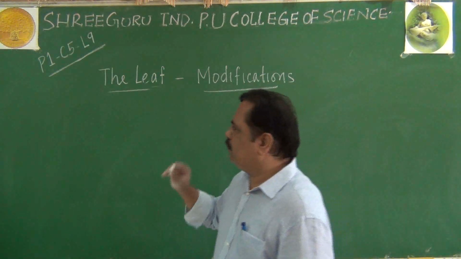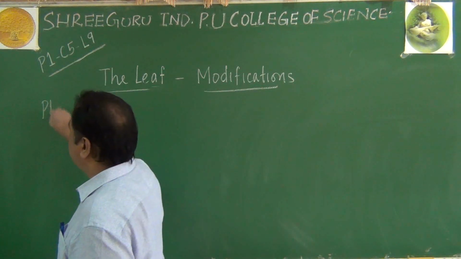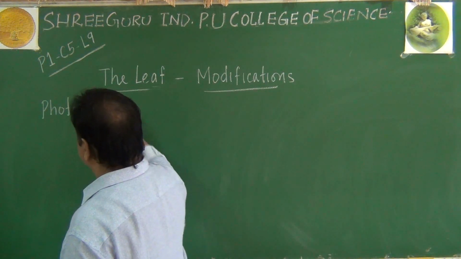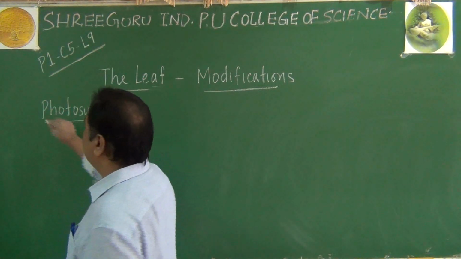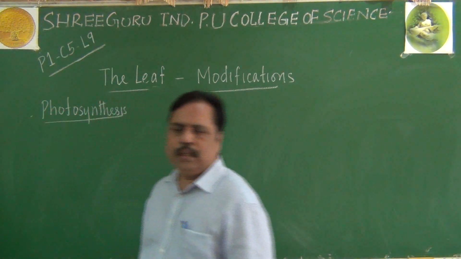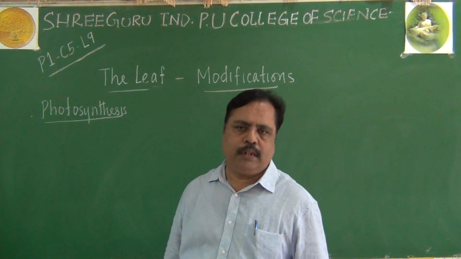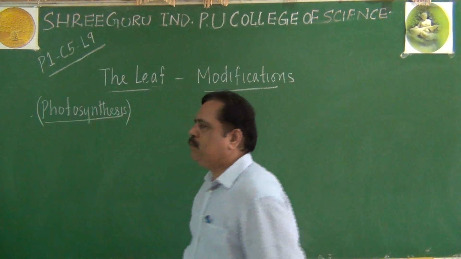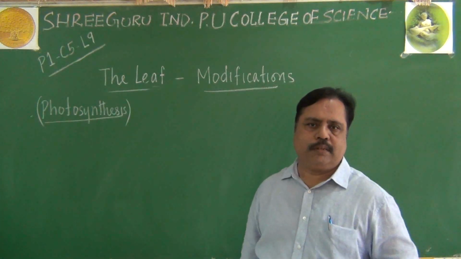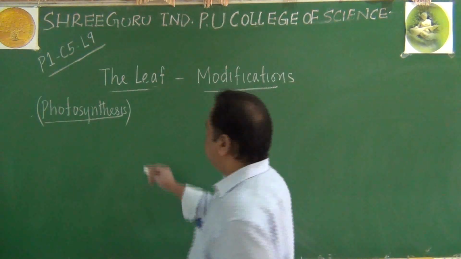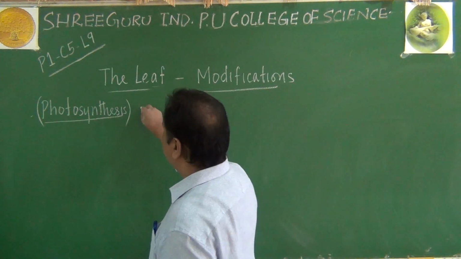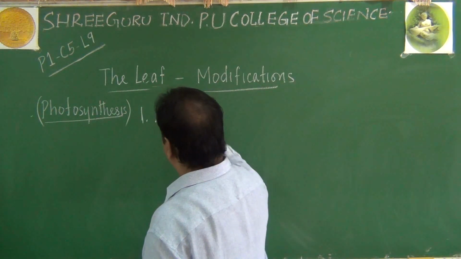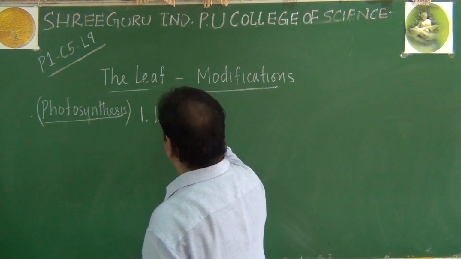The main function of the leaf is photosynthesis, you may be remembering. In addition to performing photosynthesis, the leaf can undergo some more changes also, and some more functions may be performed. For example, apart from photosynthesis, they are able to perform some extra functions. For example, there are some leaves which will be producing tendrils. Leaf tendrils are possible in some plants.